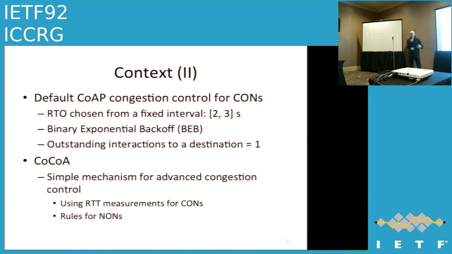So COCO intends to be a simple mechanism for advanced congestion control. The key idea here would be to use RTT information in order to determine which is the RTO that has to be used in the transmission of these messages. Also, COCO defines a few rules for NON messages, and as you can see, default CoAP does not take into account the network conditions in order to compute the RTO, and we try to take network conditions into account by using RTTs. Next, please.